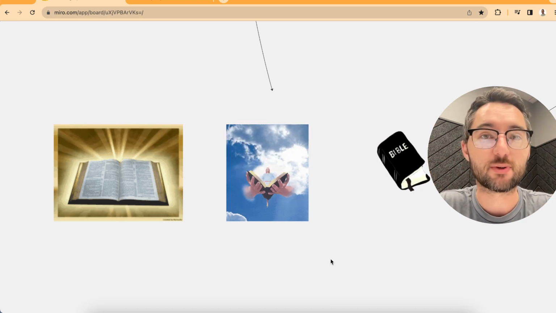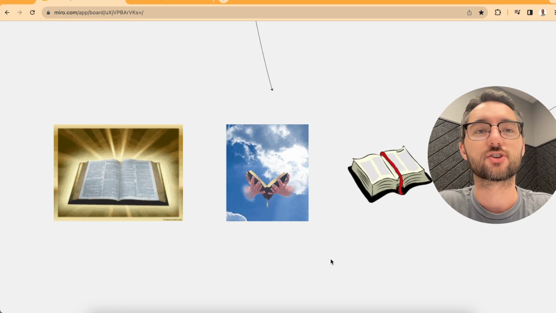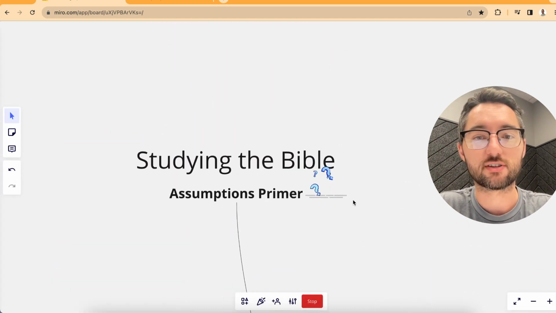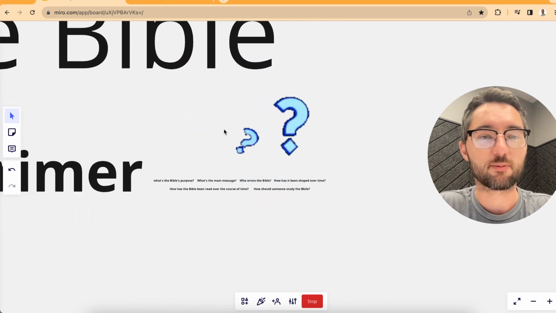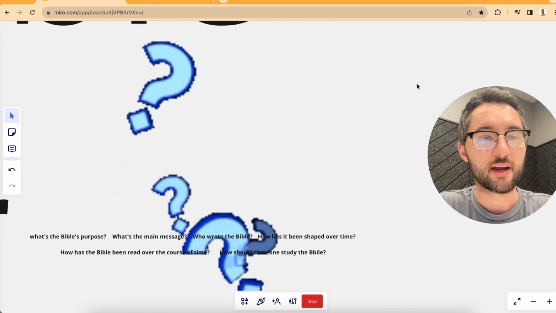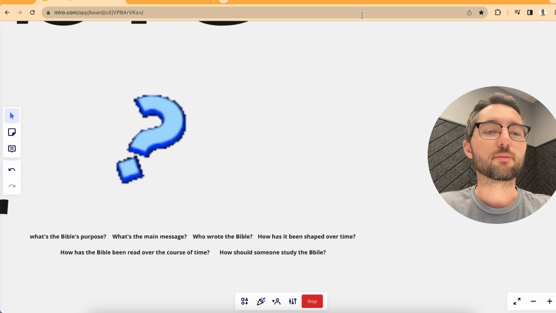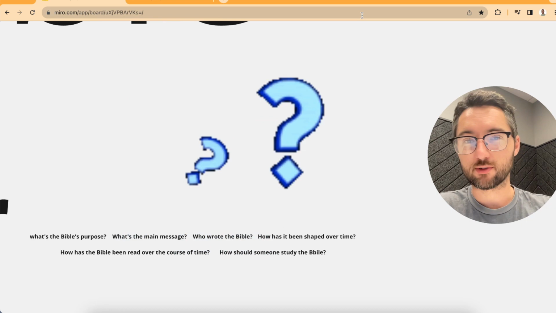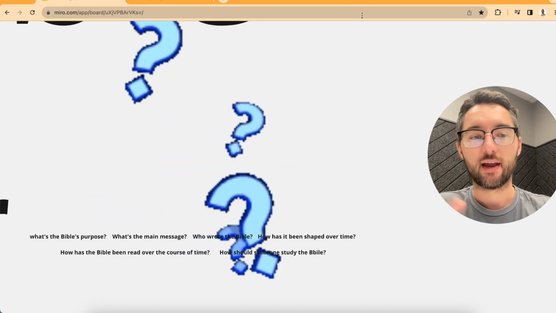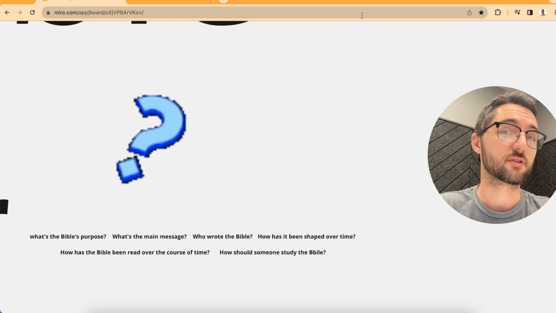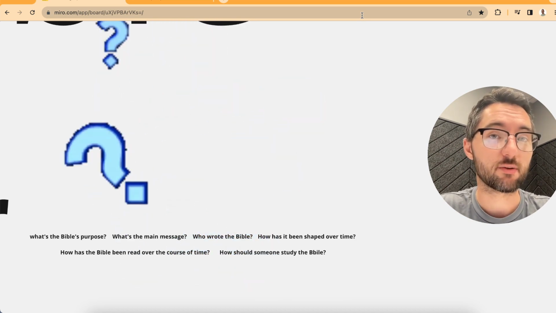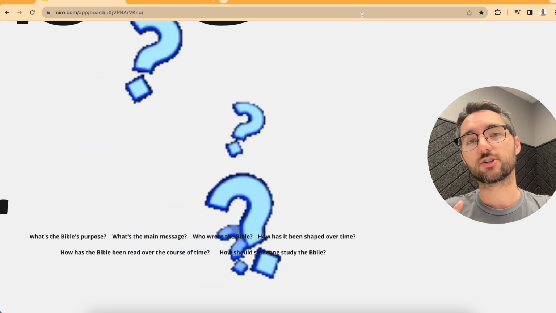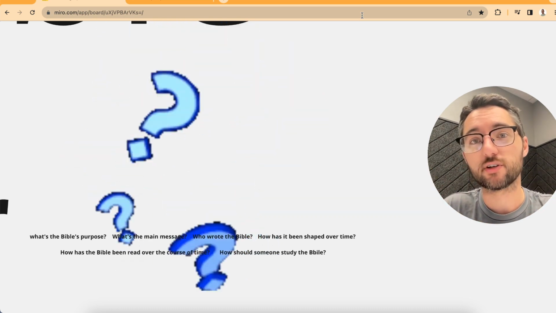And there's a reason. Those images are conjured up by assumptions that people have, and those assumptions are maybe best described by some of these questions right here. What's the Bible's purpose? What's the main message? Who wrote the Bible? How has it been shaped over time? How has the Bible been read over the course of time? And how should someone study the Bible? All of the answers to those questions are going to lead you to have a mental image of what the Bible is and what it's for.